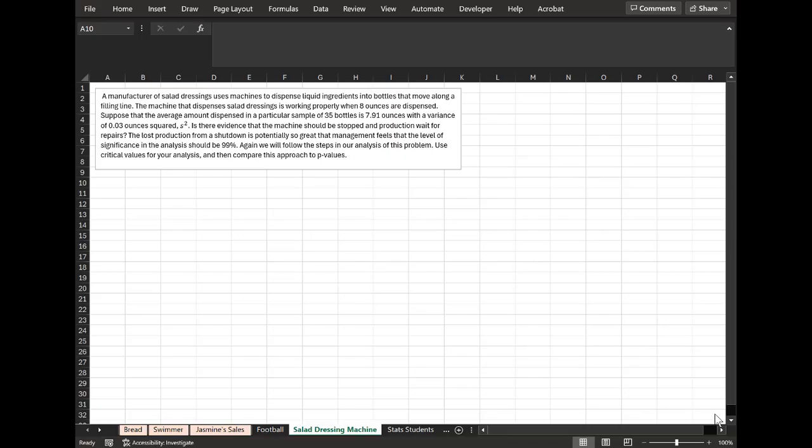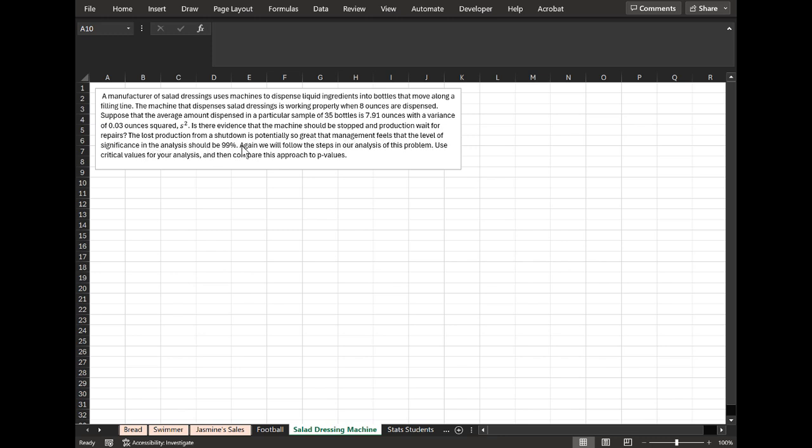So we have that a manufacturer of salad dressing machines uses machines to dispense liquid ingredients into bottles that move along a filling line, and the machine that dispenses salad dressing is working properly when 8 ounces are dispensed. So suppose that the average amount dispensed in a particular sample of 35 bottles is 7.91 ounces with a variance of 0.03 ounces squared. So this is calling out that that is S squared. So is there evidence that the machine should be stopped and production wait for repairs?